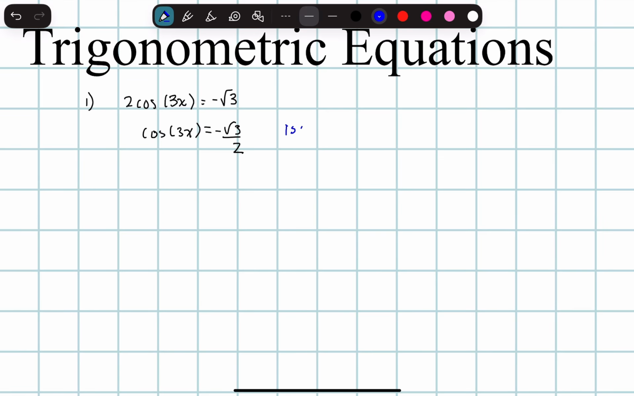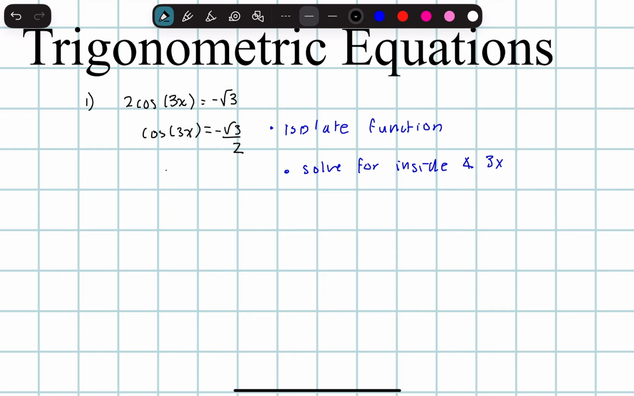Okay, so first you isolate. I'm just going to write this for the first time that we do this, so that you're going to isolate the function, and now you're going to solve for the inside angle 3x.